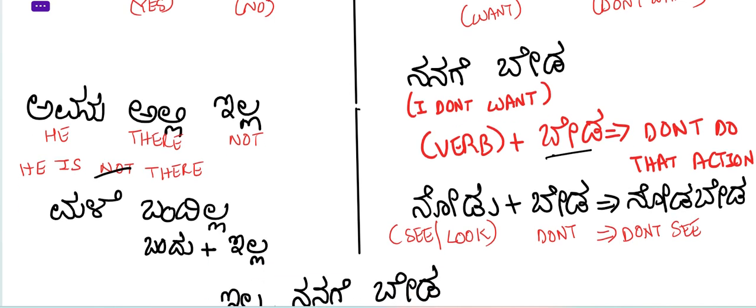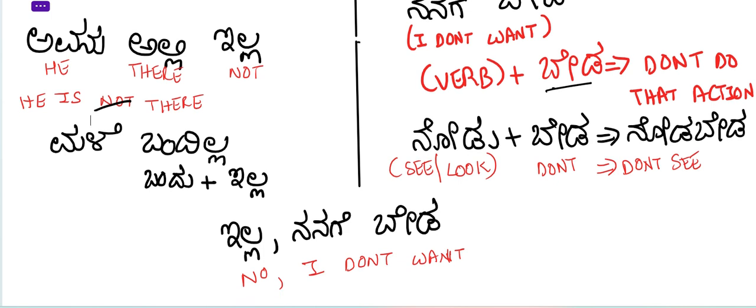Then there are few sentences where you can combine both. Like for example, illa, nanage beda. No, I don't want it. Here both illa and beda are combined in one sentence. But the main difference is illa is no and not, beda is don't. That is the difference between illa and beda.